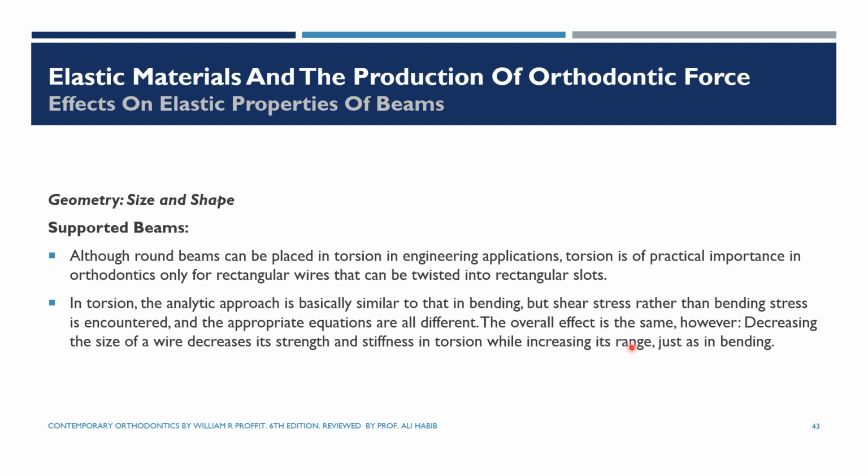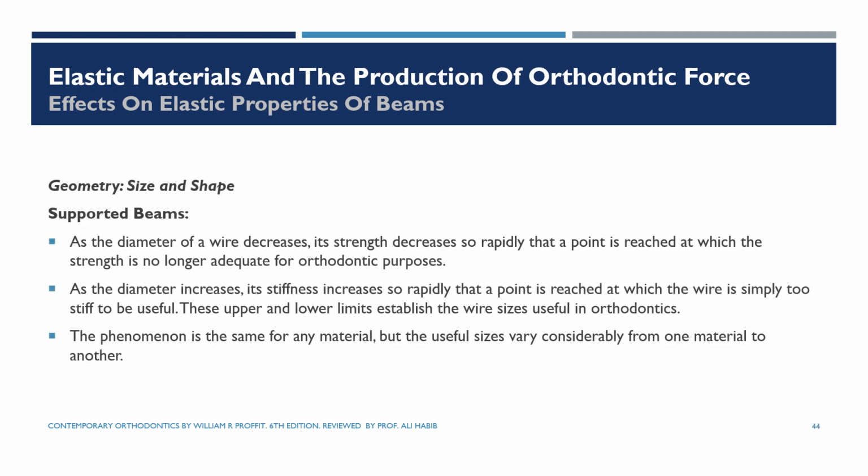Like logic, if you decrease the size of a wire, it will decrease its strength and stiffness in torsion while increasing its range, just as in bending. If the wire size decreases, its strength decreases so rapidly that it's no longer adequate for orthodontic purposes. So you cannot use a very small or very large rectangular wire. The same thing applies if you increase the size: it will reach a point where it is too stiff to be used and to be fitted in the brackets themselves.